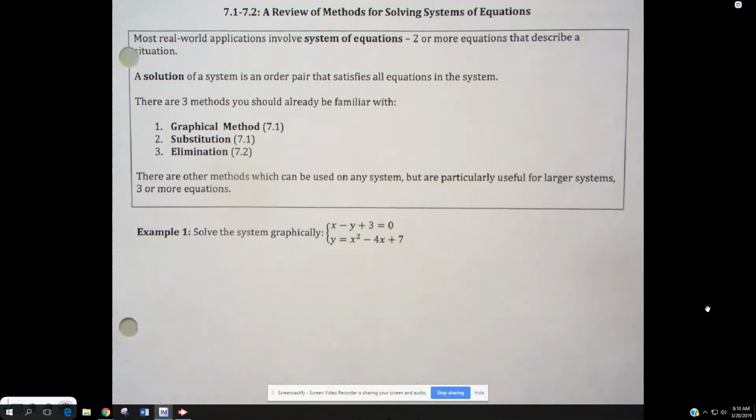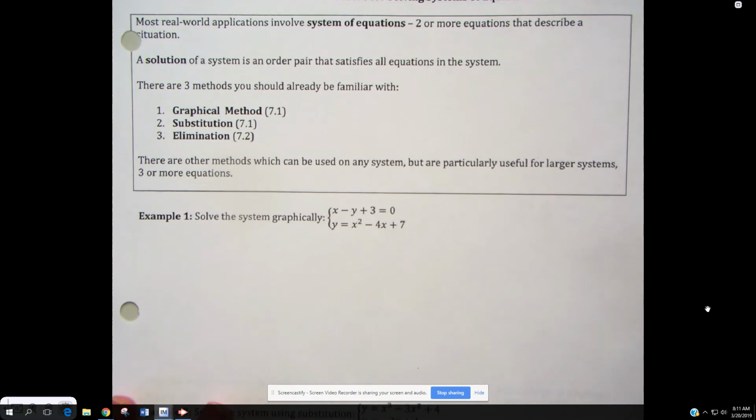All right, welcome to your notes. This is for Honors Pre-Calc. These notes really encompass both sections 7.1 and 7.2. But today, instead of focusing on linear functions, we are going to focus our attention on nonlinear functions.